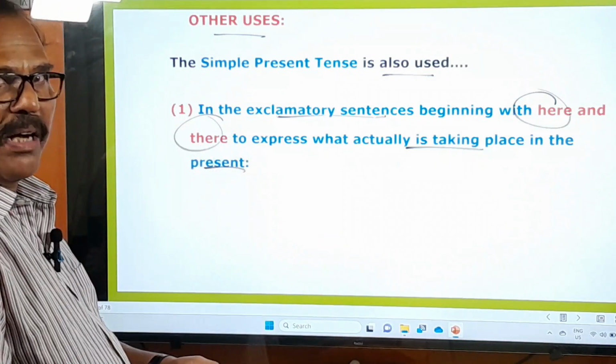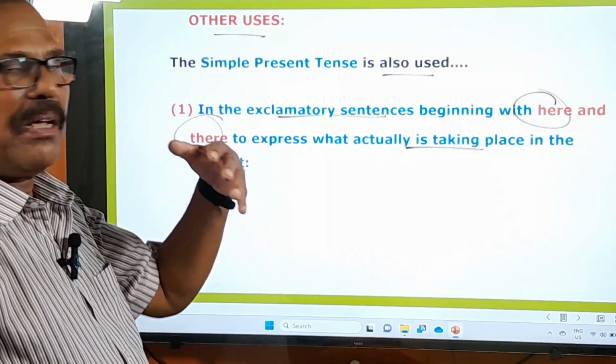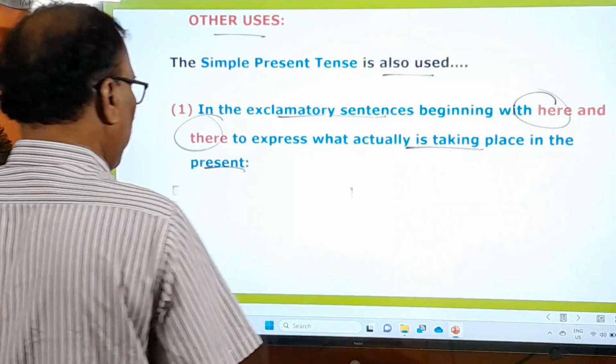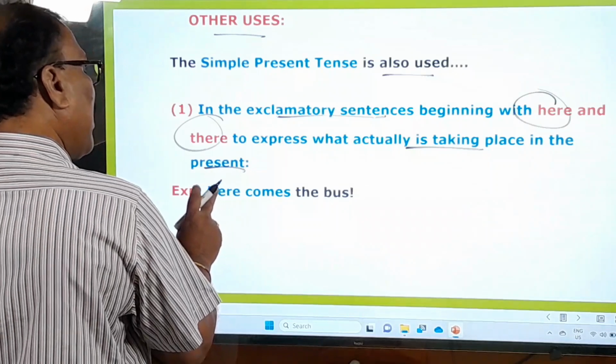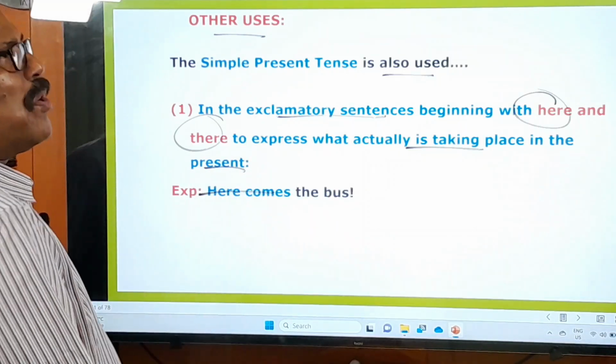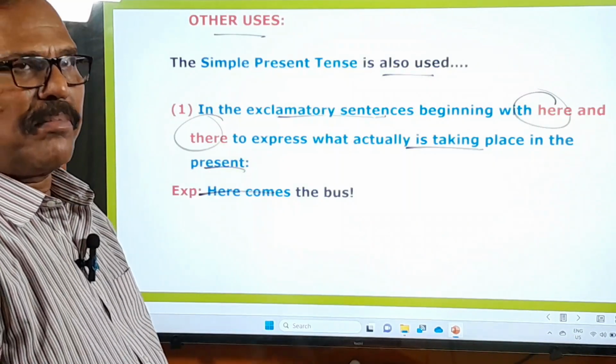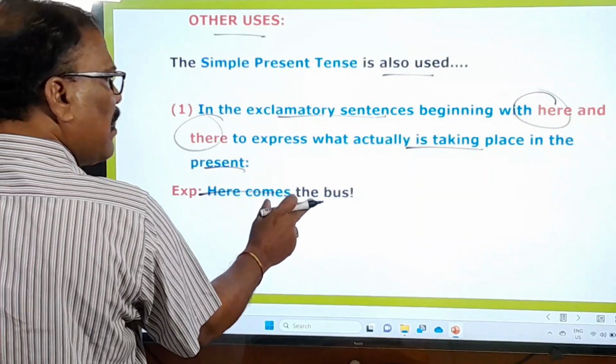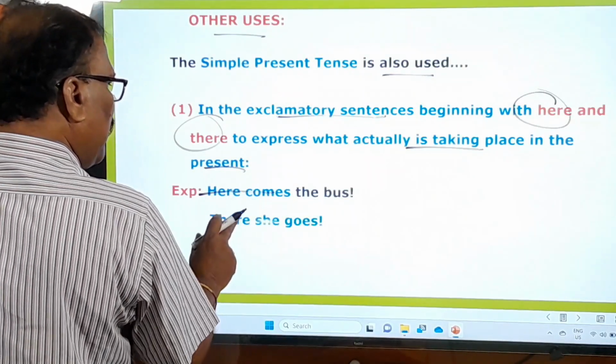అక్కడ జరుగుతున్న వాటిని హియర్ అండ్ దేర్ తో చెప్పే ఎక్స్క్లమేటరీ సెంటెన్స్ లో సింపుల్ ప్రెజెంటే వాడాలి. హౌ? హియర్ యు పే అటెన్షన్. వాట్ ఇస్ దట్? హియర్ యు పే. హియర్ కమ్స్ ద బస్. ఇగో బస్ వచ్చేస్తుంది. దట్ యాక్చువల్లీ ఇస్ హ్యాపెనింగ్. బస్ వస్తుంది అక్కడ. అరే బస్ వస్తుందా? సి హియర్ కమ్స్ ద బస్. సింపుల్ ప్రెజెంట్.